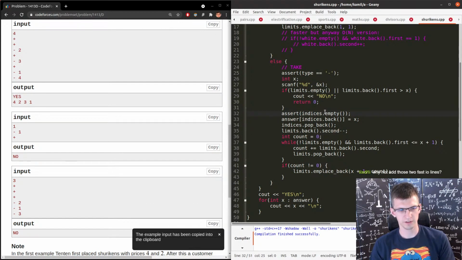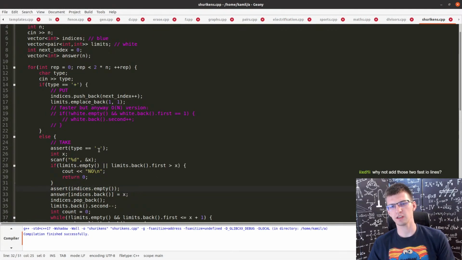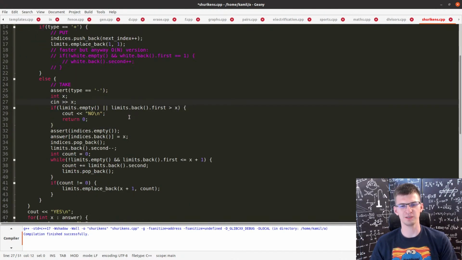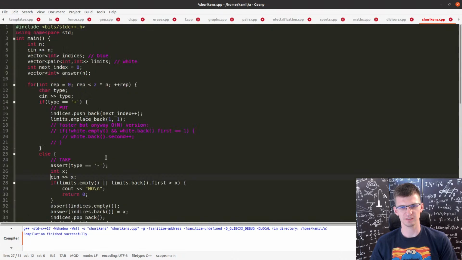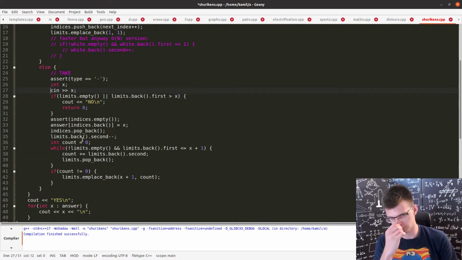Why not add those two fast IO lines? I'm curious to see if this is fast enough still. Damn it. I think I need to just keep using scanf, because with cin I cannot, and cout, I cannot just remember and intuitively use them. And every now and then I will use printf or puts or scanf. So I guess no more cin. It's too late for me to change.